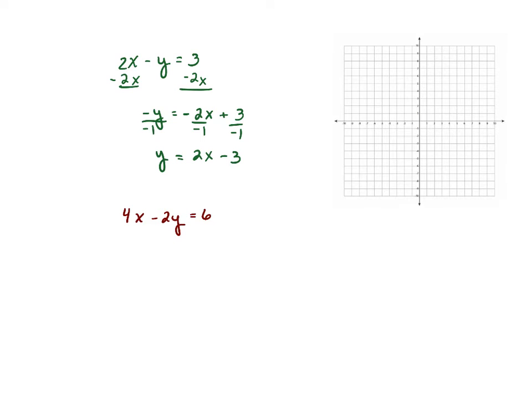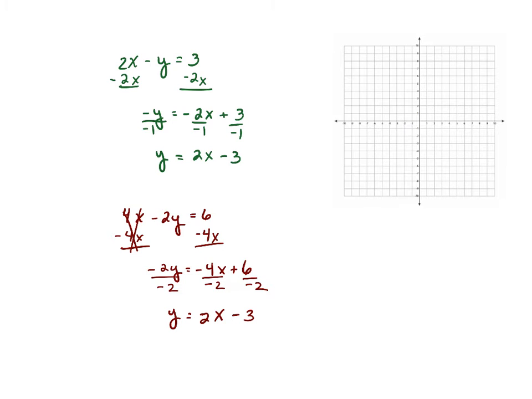Let's do the same to the red one. Subtract the 4x to get it to the other side. 4x minus 4x is 0 right there, and we get -2y equals -4x plus 6, parking the 4x right behind the equal sign. And then we'll divide by -2 to get y alone. -4 over -2 is positive 2x, and 6 divided by -2 is -3.